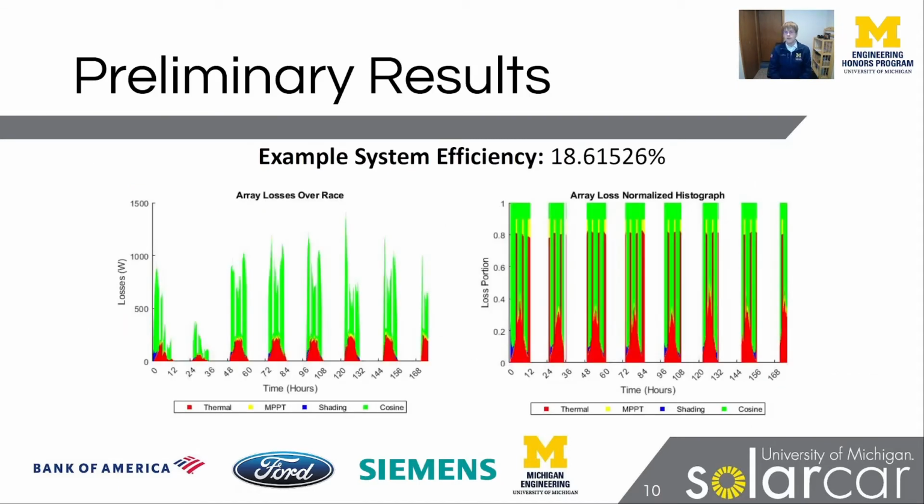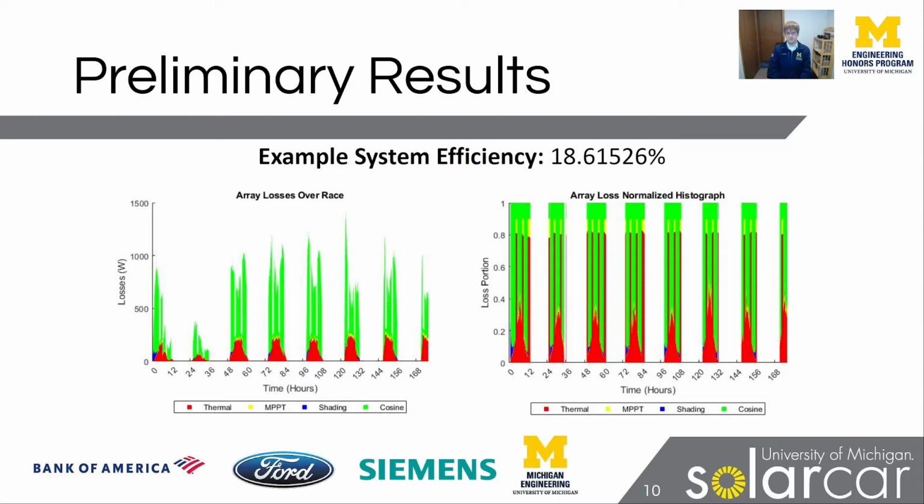Looking at some preliminary results, we can see that for one specific array design that we tested, our example system efficiency was 18.61526%, which, well, that is a lot of percentage points. That precision is necessary when you're trying to compare two different designs in which you may move, say, a row of cells by about 2 centimeters, and you're trying to see which one performs better. And the whole idea of this system is to allow you to make direct comparisons between different hypothetical array designs in order to get the best possible array design for a given aero body shape out the other side.